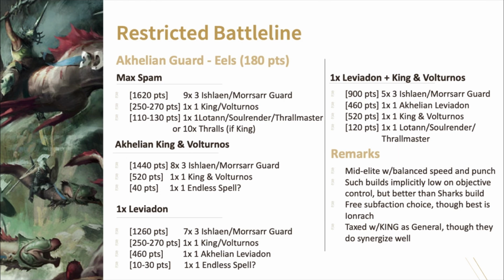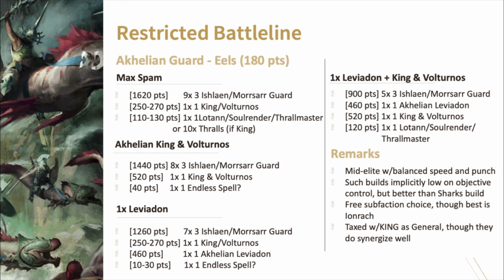Definitely interesting. I think if I were going for an Eel spam list, I'd either do the Achillean King and Volturnos for 8 units of Ishlian or Morsar Guard, or maybe even consider that first build, which is just one or the other, with Loton coming along to give +1 to wound. So the max spam list isn't the worst on here. I feel like the Leviathan does some amount of work, but it might not be worth the trade-off.